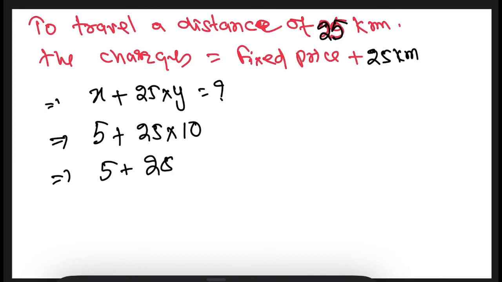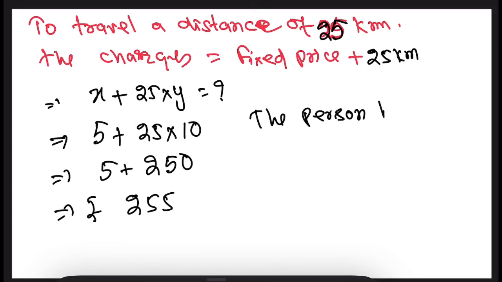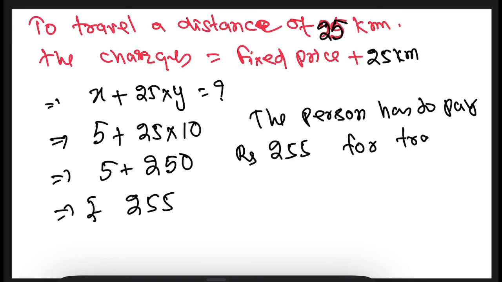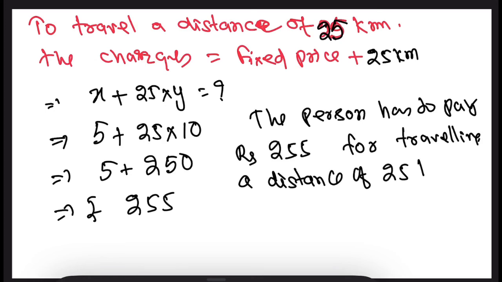Write it properly. 5 plus 250 equals 255 rupees. So what will we write as the final answer? How much a person has to pay? The person has to pay 255 rupees. He has to pay 255 for traveling a distance of 25 kilometers. This is the answer.